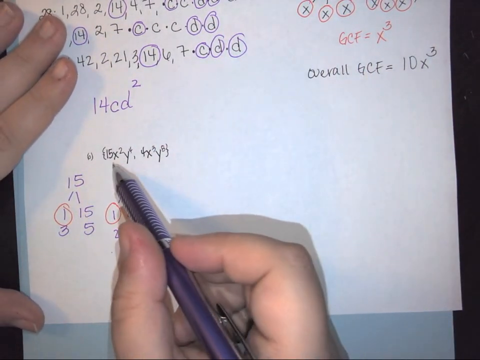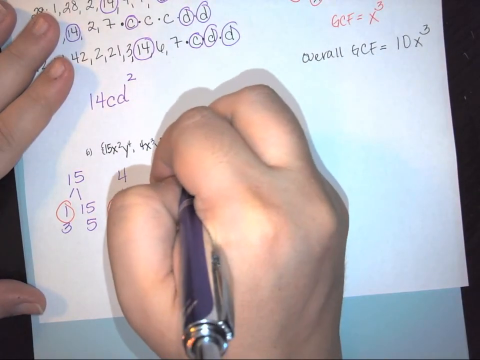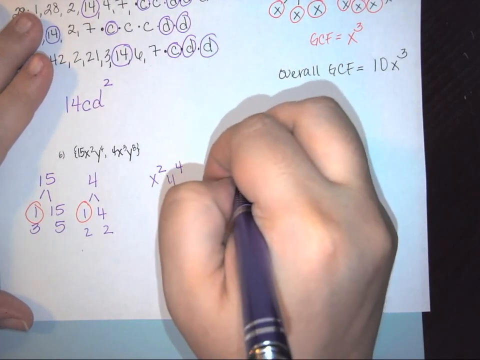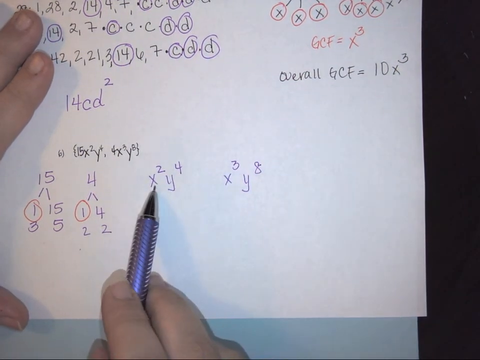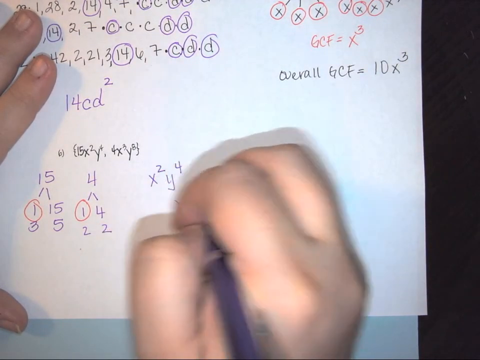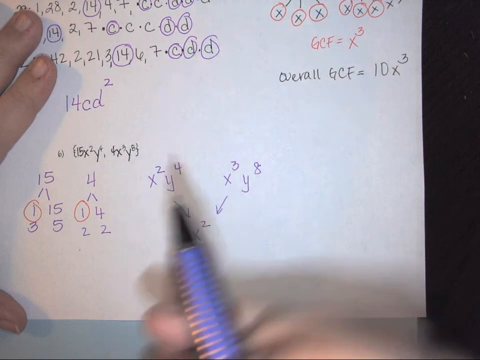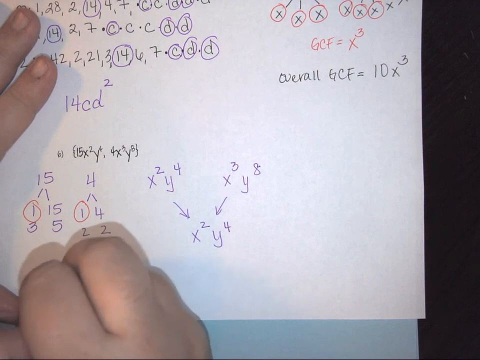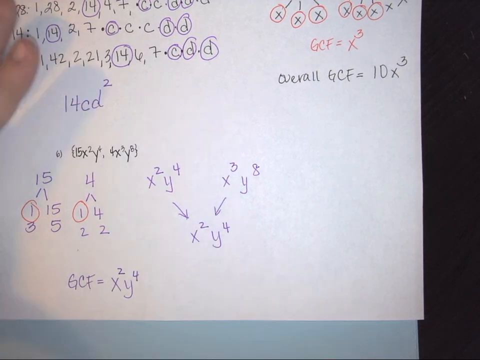Now the other thing that I have here is I have x squared y to the 4th. And I have an x cubed y to the 8th. So if we take a look at them, I have 2 x's here. I've got 3 x's here, so the max that I can pull out when I'm looking at things in common would be an x squared. I have 4 y's and 8 y's, so the max I can pull out is 4 y's. So here my greatest common factor would end up just simply being x squared y to the 4th.